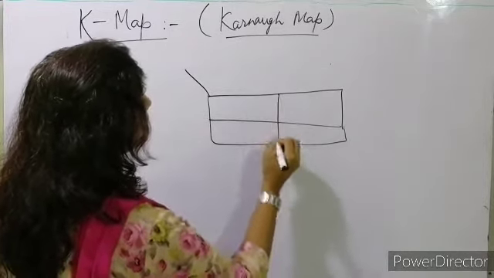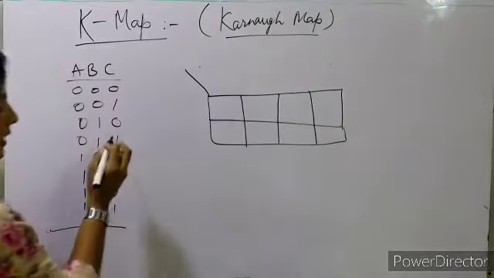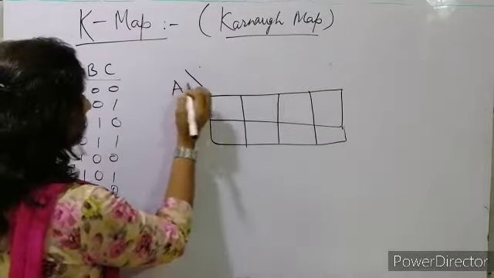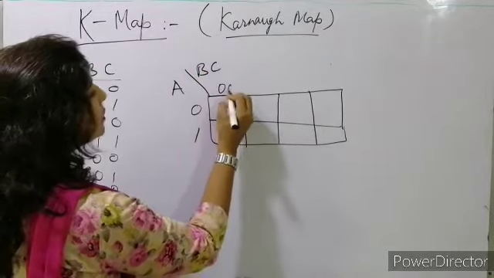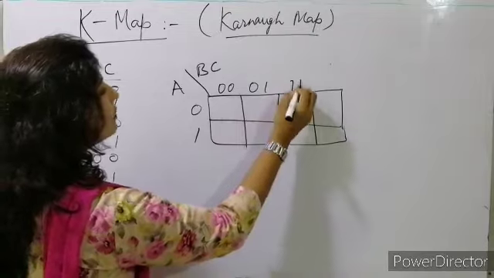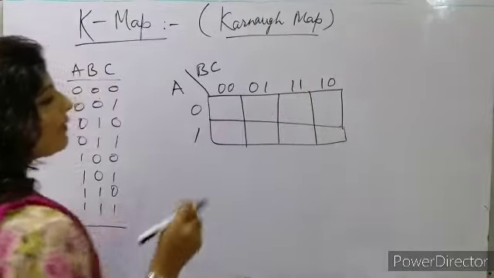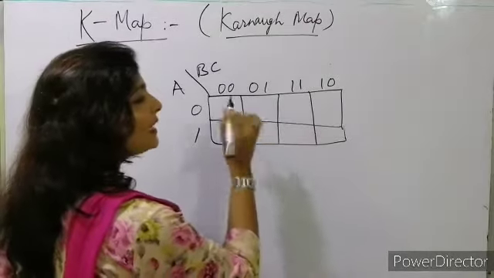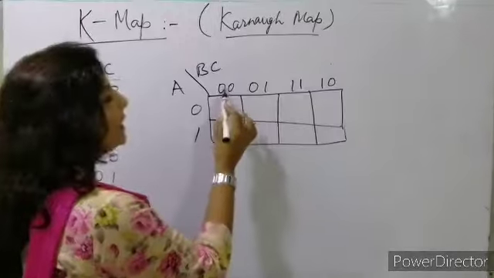A, B and C. So A will be here and B, C will be 0 0, 0 1, 1 1, 1 0. Why are we writing 1 1 first? We are writing 1 1 first because it will follow Gray code. Only one digit will change.